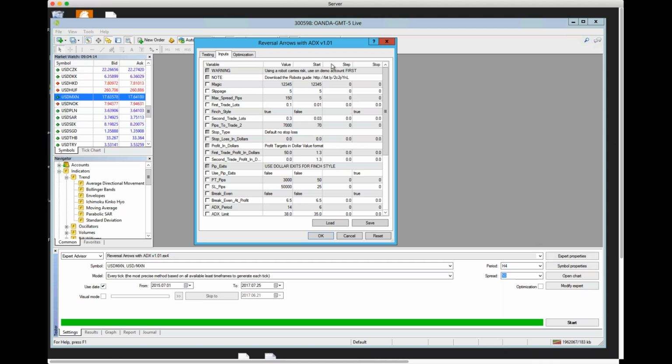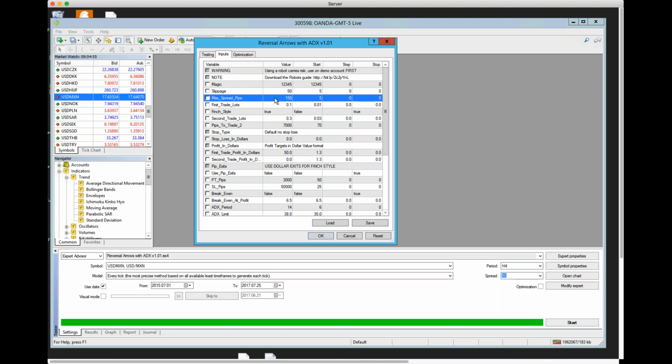This box that pops up is the settings box for the robot, and it has all kinds of inputs. We've gone through these inputs before, but I will quickly revisit some of these. The magic number is a unique number given to trades taken by this particular robot that distinguishes these trades from trades taken by other robots and other manual trades that you've taken. Slippage refers to how far the market can move outside of your desired price. This is the US dollar Mexican peso, so I'm going to set the slippage to be a little higher, to 50.